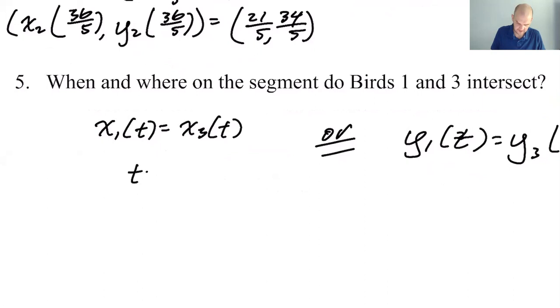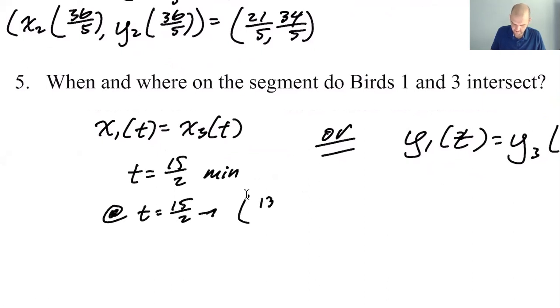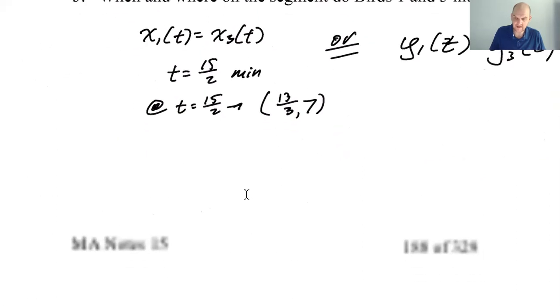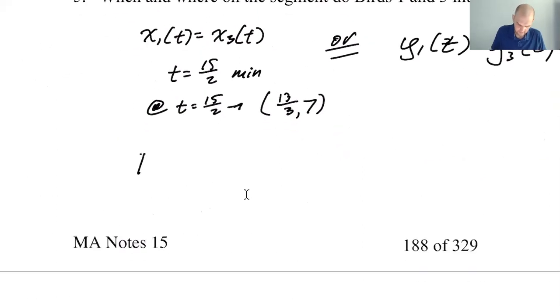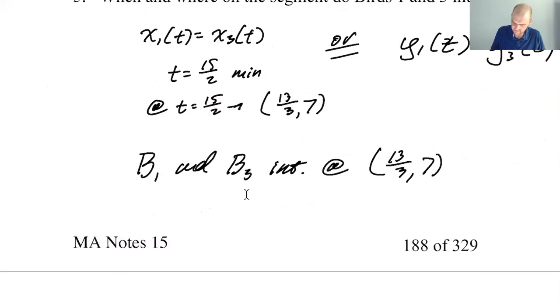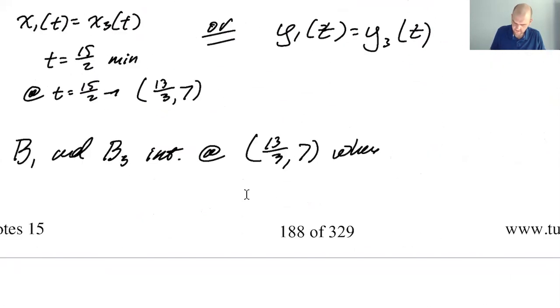So solving this gives me t equals 7.5, right? Yeah. So I'm going to say 15 halves, and that's in minutes. And then at t equals 15 halves, you get 13/3, comma 7. And then we want to write a sentence. So birds 1 and 3 intersect at 13/3, comma 7 when t equals 15 halves, or 7.5 minutes. And there you go.